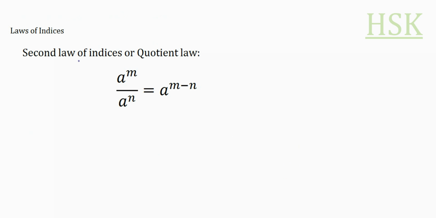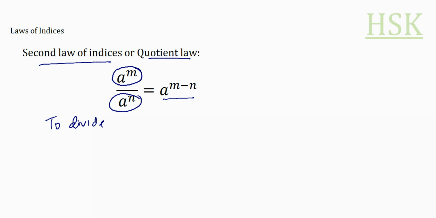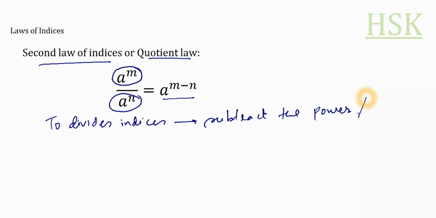Second law of indices, or quotient law. This law states that if we have to divide two quantities, for example a to the power of m is divided by a to the power of n, then this is equal to a to the power of m minus n. So this simply means to divide indices, subtract the powers, or exponents, or indices.